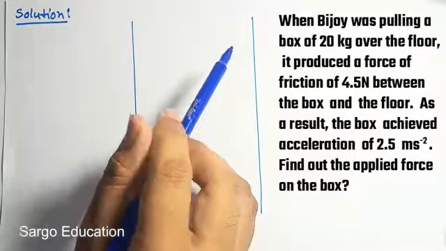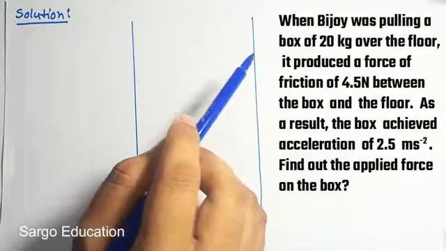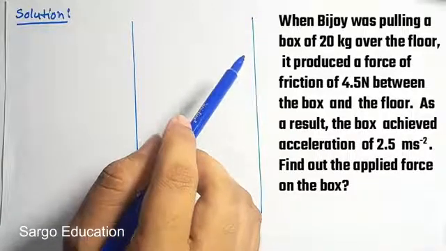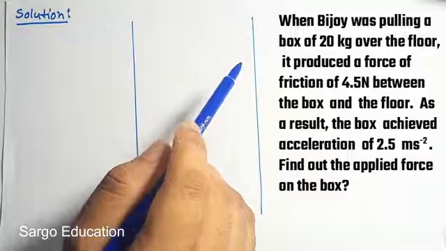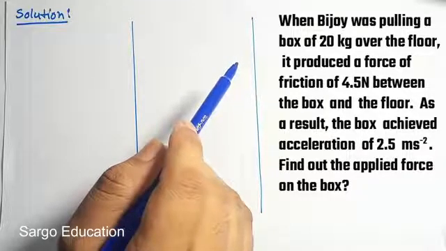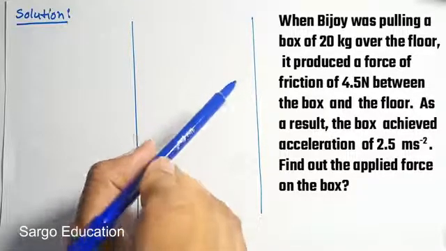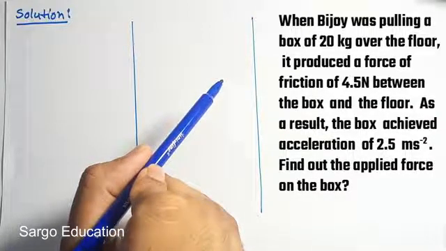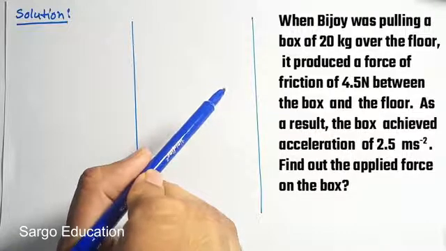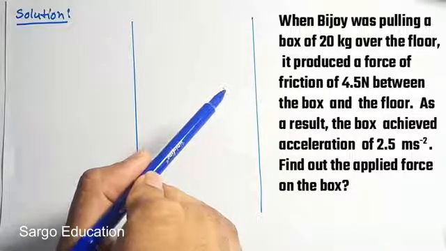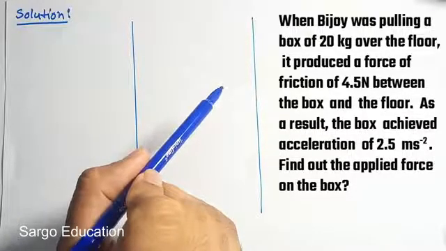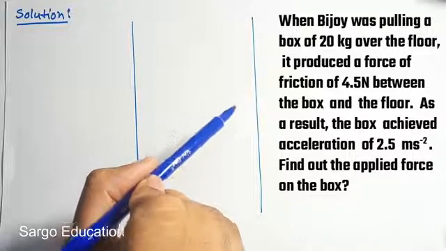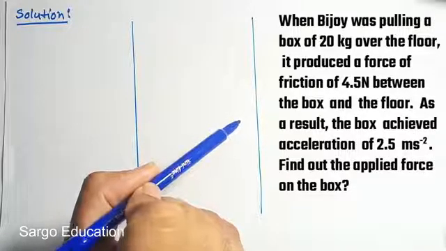Our question is: when PJ was pulling a box of 20 kg over the floor, it produced a force of friction of 4.5 Newton between the box and the floor. As a result, the box achieved an acceleration of 2.5 meter per second. Now, our question is, find out the applied force on the box.